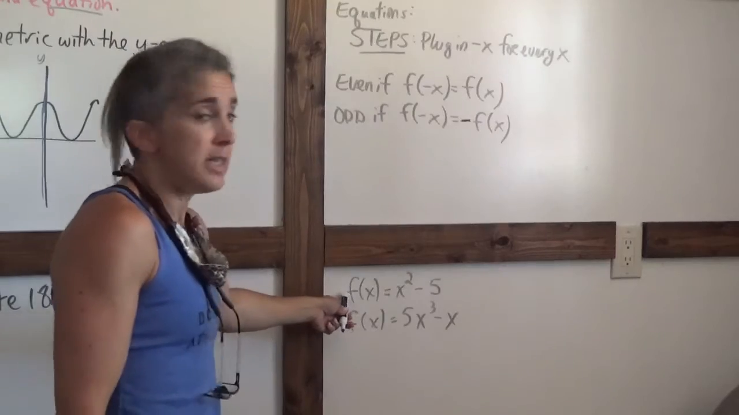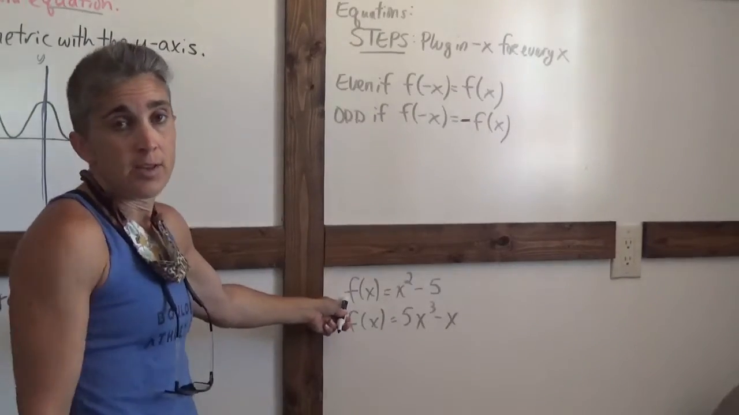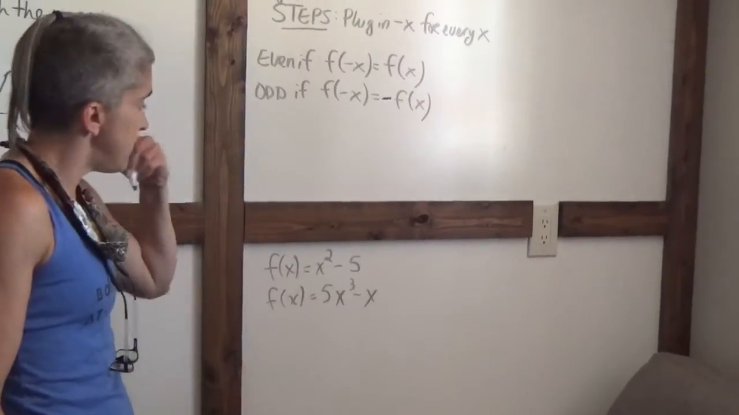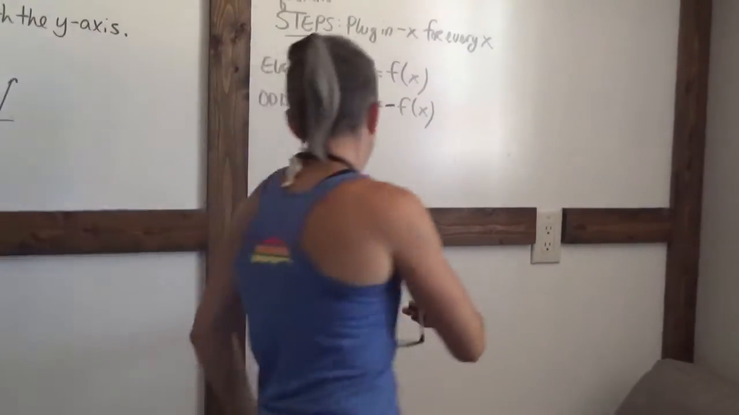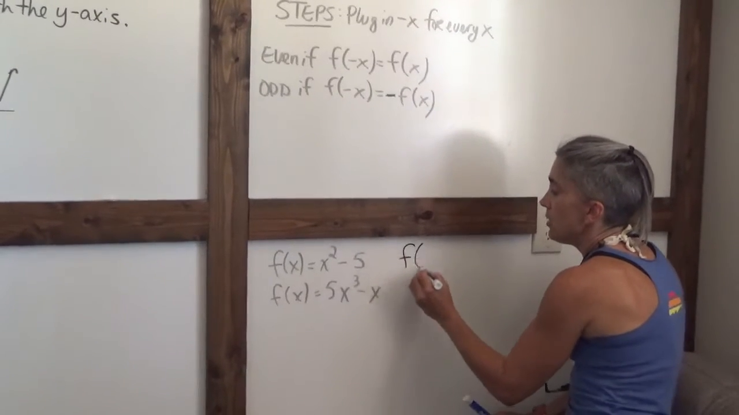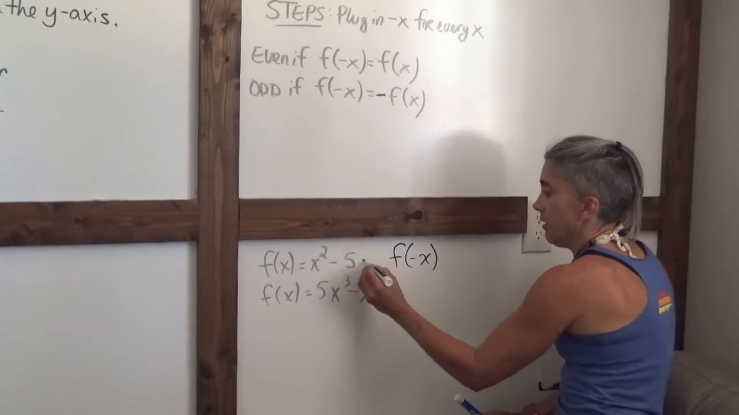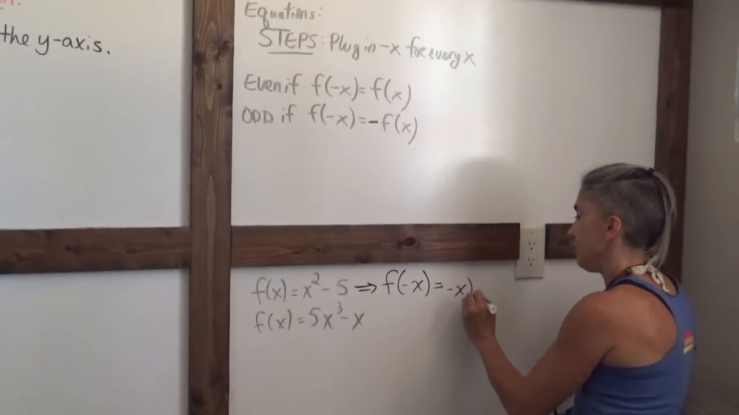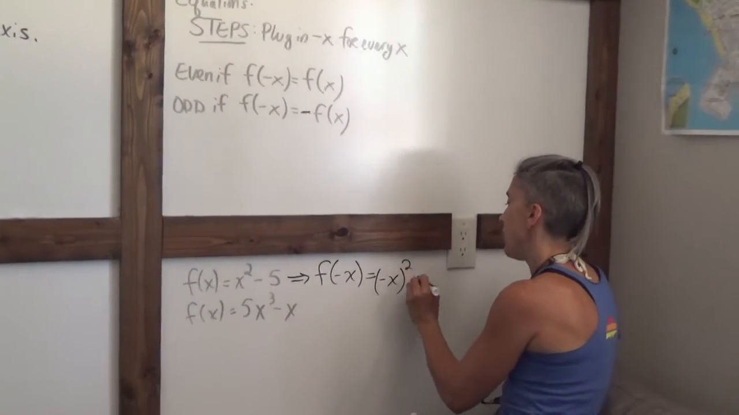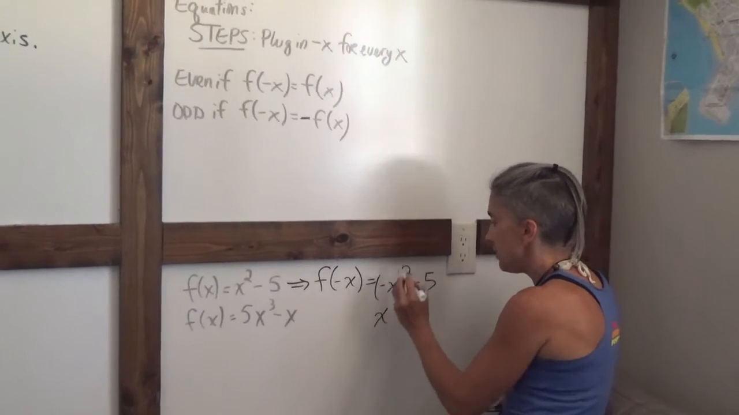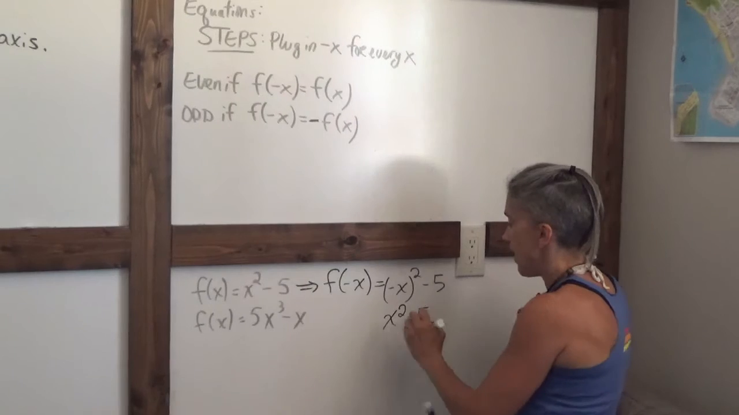So here are two examples down here. So you have to move it down to this. If I have this first equation, f of x equals x squared minus 5, and if you need to zoom in, you could do that. You're going to plug in negative x for the x here. Negative x squared minus 5. Well, what's negative x times negative x? It's positive x squared minus 5.